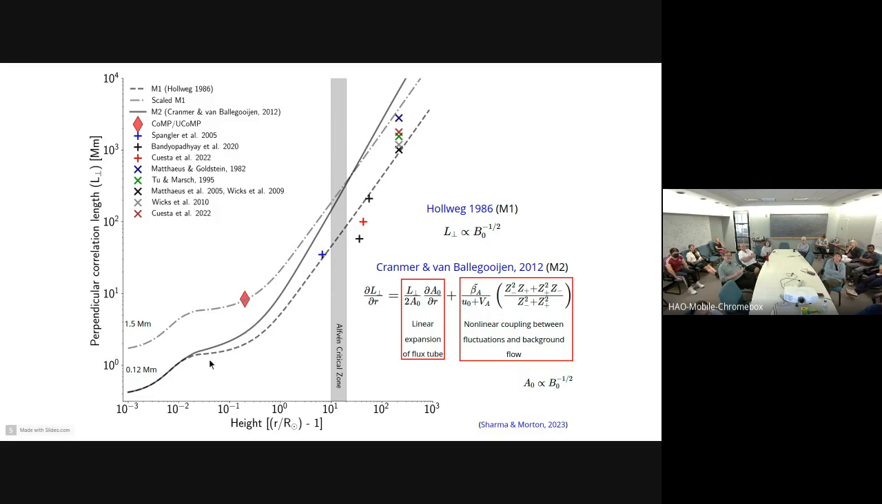If we scale down these models, then at the photosphere the correlation length should be around 0.12 megameter, which is the scale of the magnetic flux elements in the intergranular lanes. However, what we have been getting is a granular scale of around 1.5 megameter. So the question is why we get these discrepancies between the models and the observational estimates we have been getting.